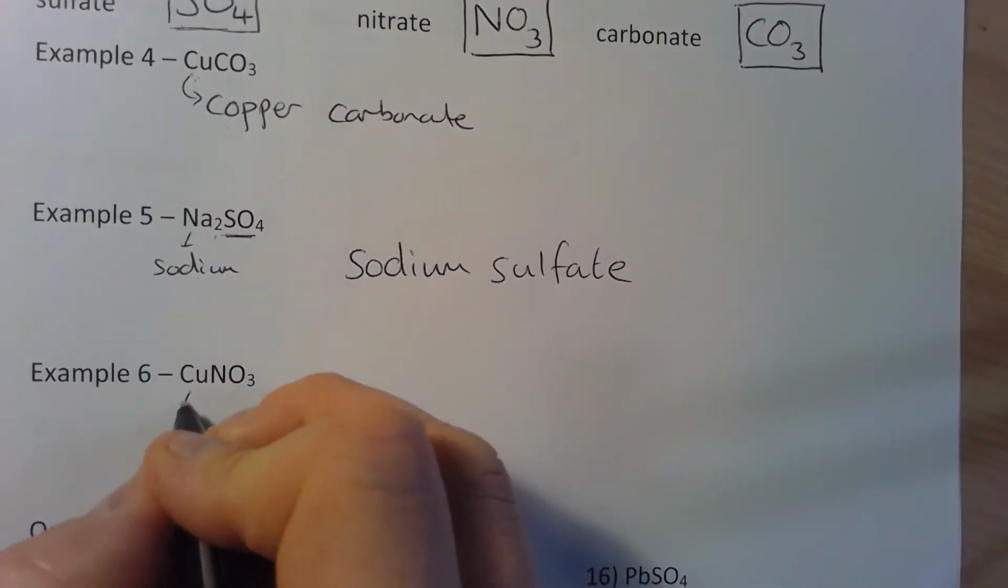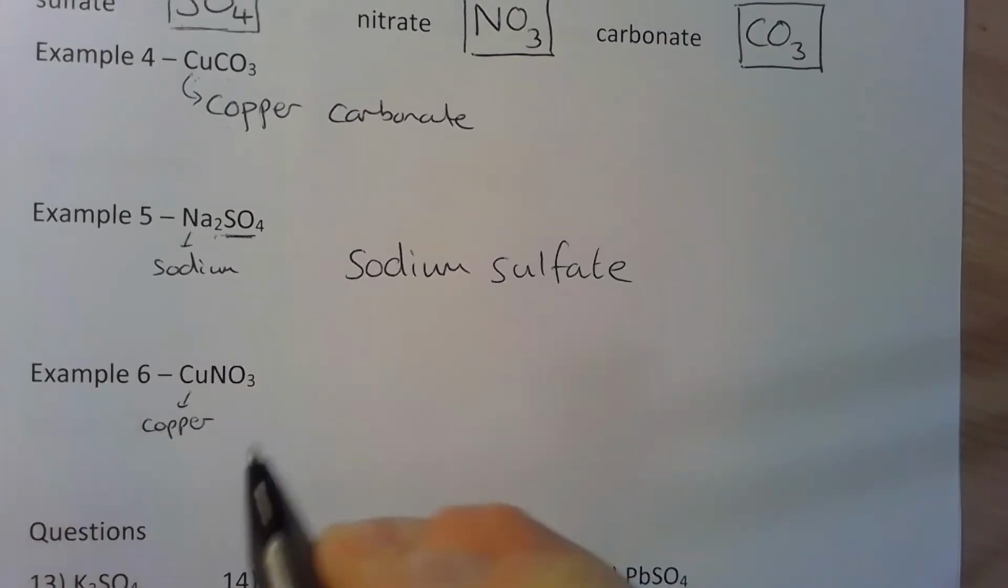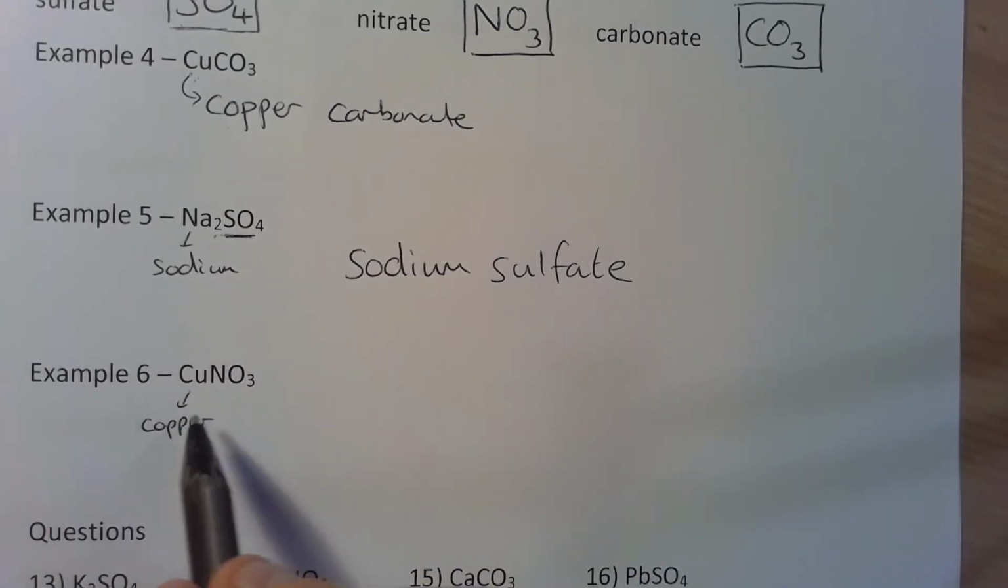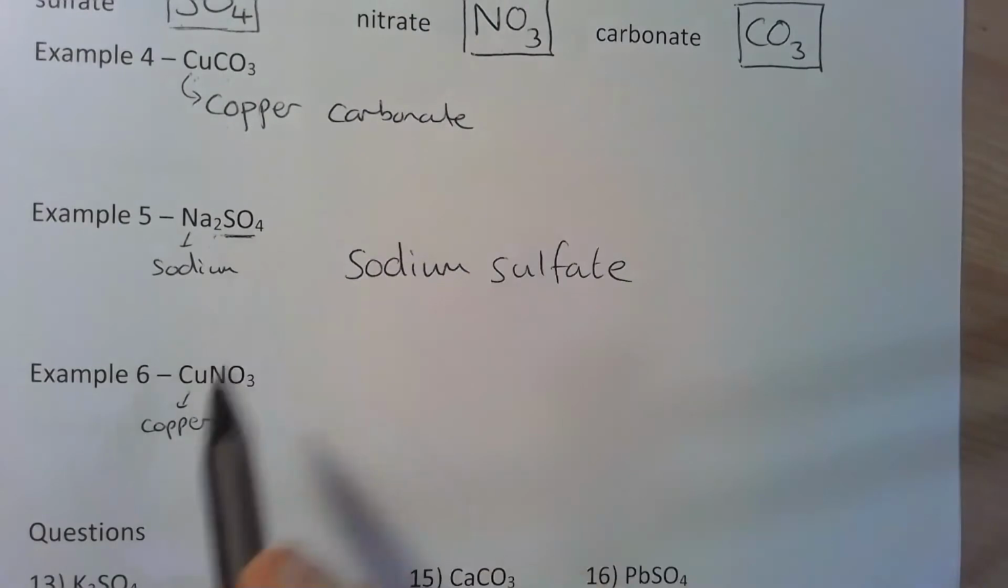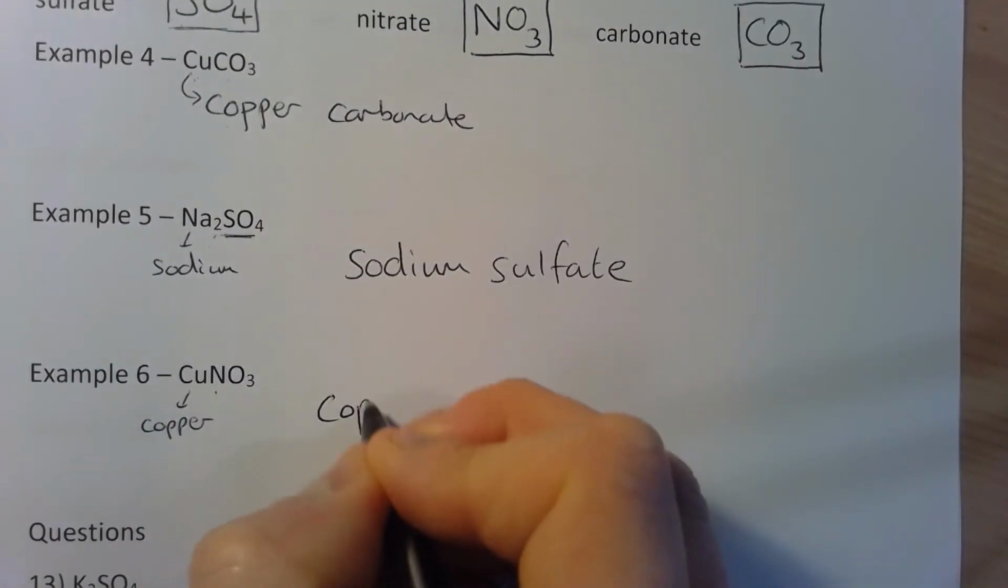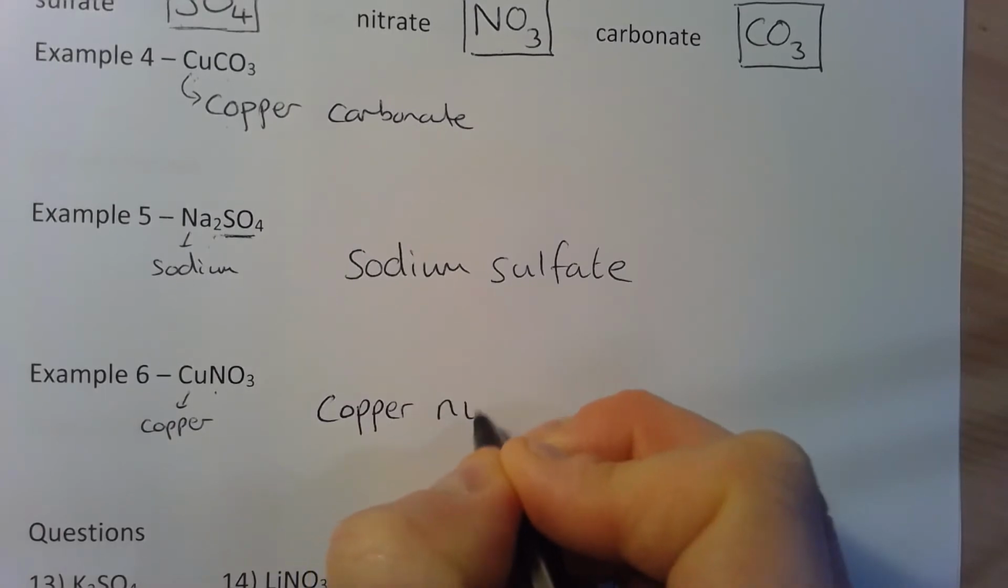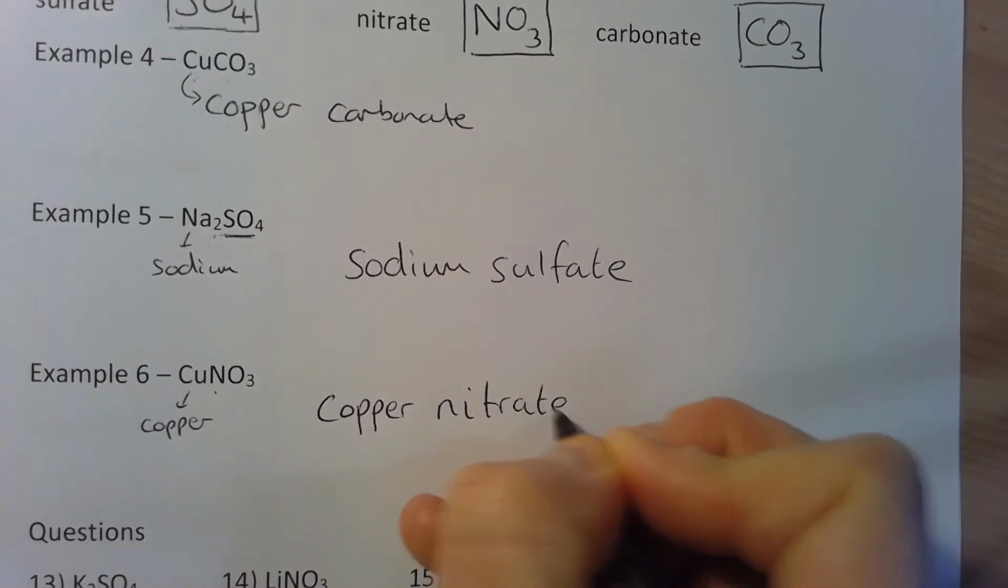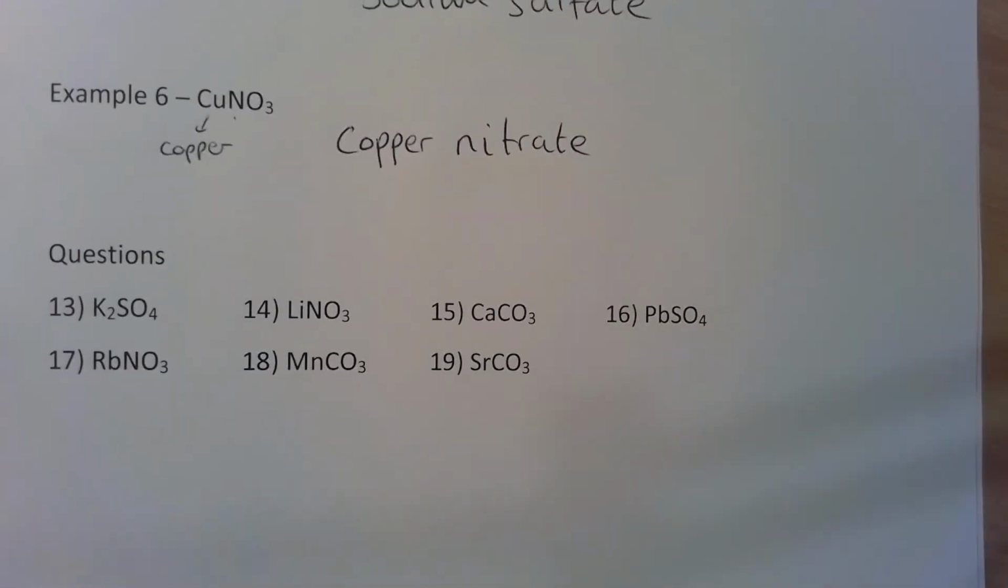Then we have a look at our last example. We do the same thing as we did last time. We look at Cu, which is the element symbol for copper, and we see NO3, this special NO3 group, which is the nitrate, so we would call this copper nitrate.